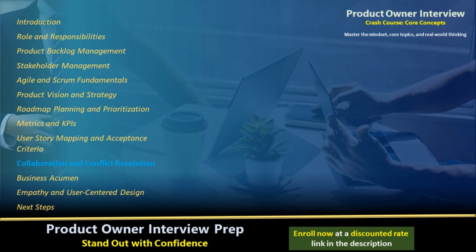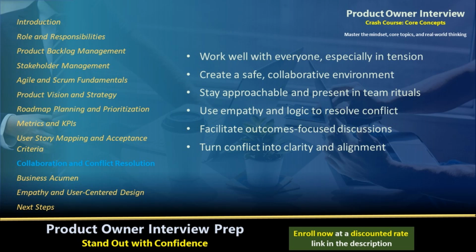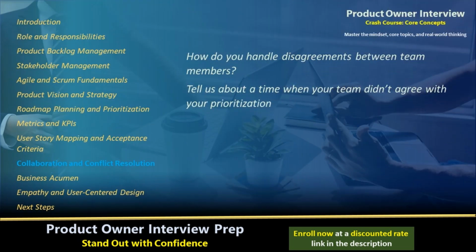Collaboration and conflict resolution. One of the least talked about but most critical skills of a great product owner is the ability to collaborate across roles and resolve conflict without damaging relationships. In interviews, you might be asked, how do you handle disagreements between team members? Or tell us about a time when your team didn't agree with your prioritization.